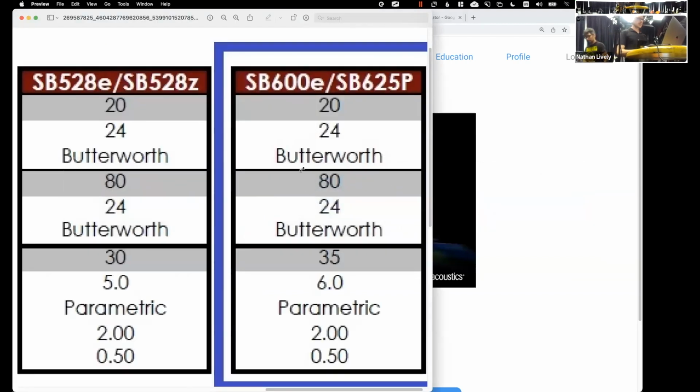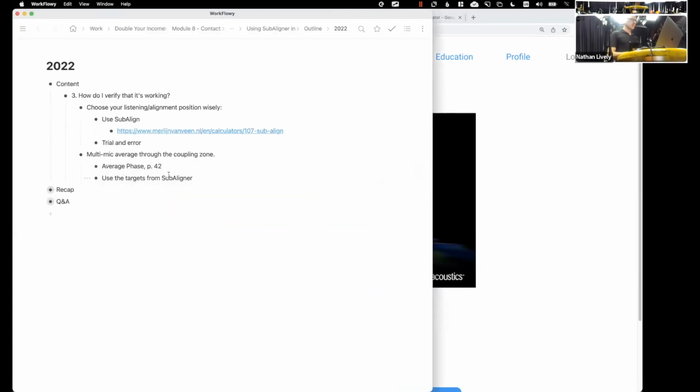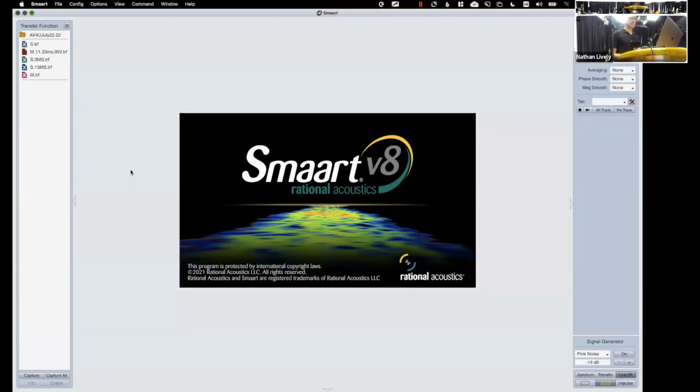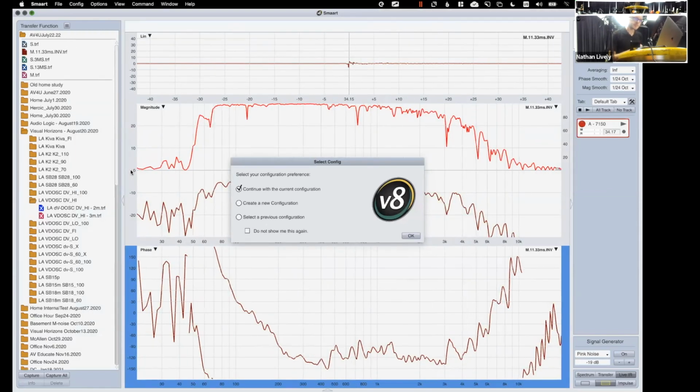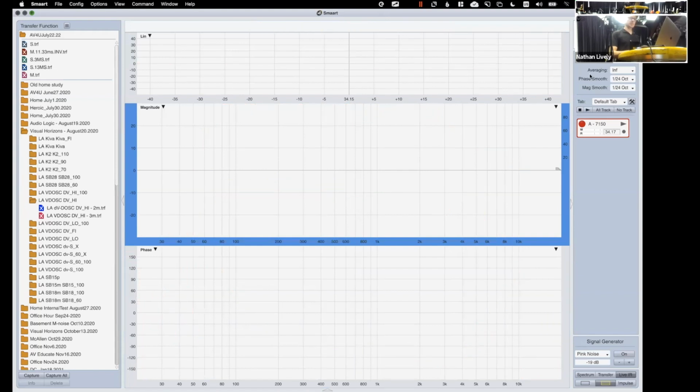Is there anything I can close here? Let's go ahead and close this. Right, Alexander's pointing out the possibility of being influenced by room modes.